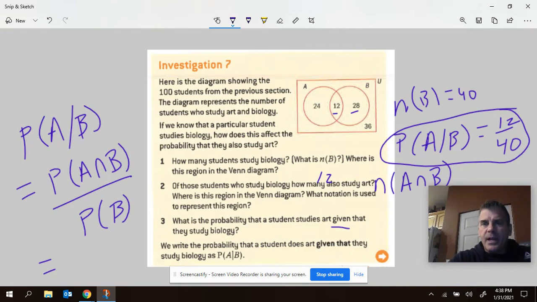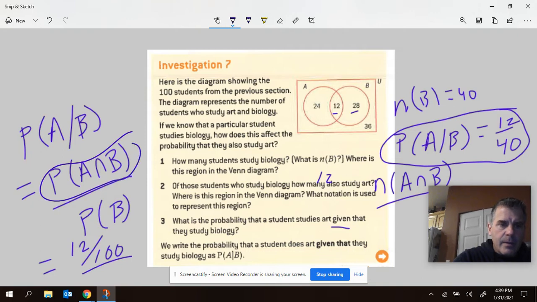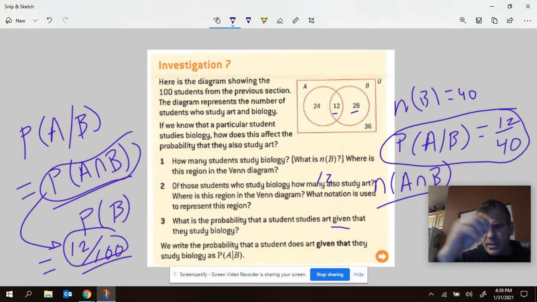So we know that the probability of A intersect B is going to be the number in A intersect B, which is 12, out of how many total? Well, there's 100 total. So we just calculated the top part of this formula by taking 12 over 100. Now, what's the probability of B? Well, there are 40 biology students total. So the probability of any student selected at random is going to be 40 out of 100. So we have this complex fraction.